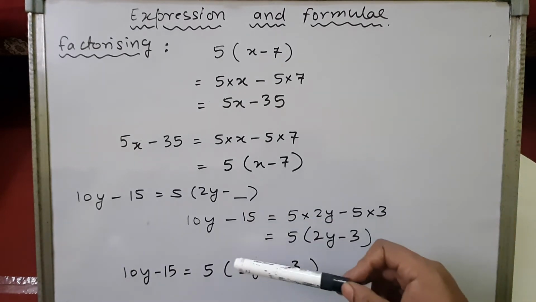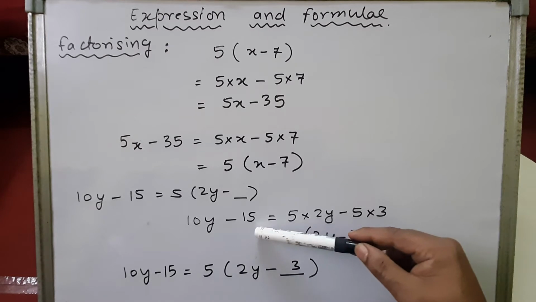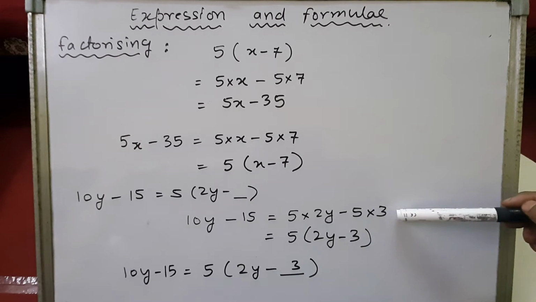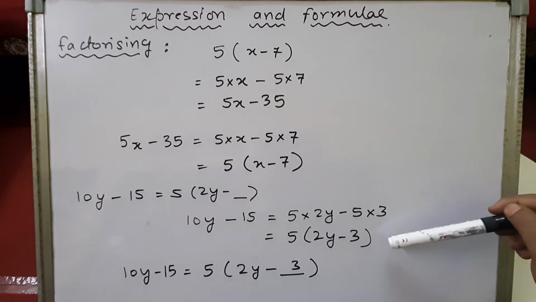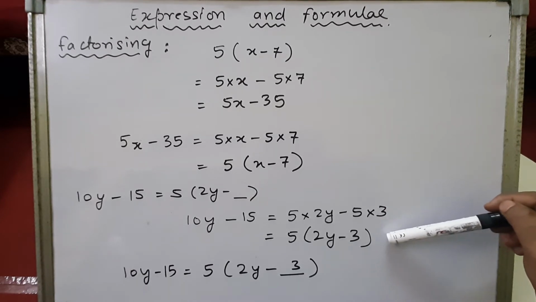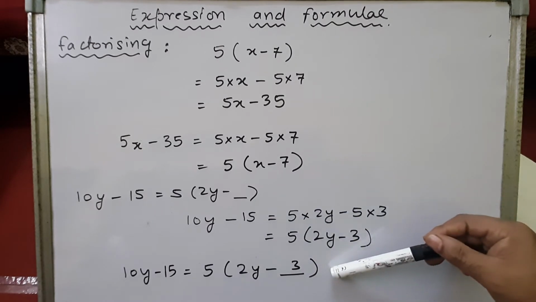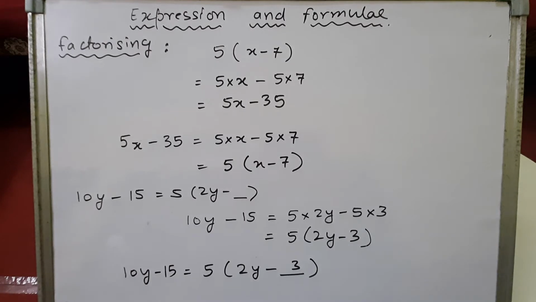Let's factorize this expression first. 10y minus 15. What is the HCF of 10 and 15? It will be 5. So 10y can be written as 5 into 2y and 15 can be written as 5 into 3. You can see that 5 is common in both the terms, so we can take 5 common. This term will be simplified as 5 into bracket 2y minus 3. Now you can see that in place of the blank we are getting 3. So the answer for the blank will be 3. So 10y minus 15 equals 5 bracket 2y minus 3. Note down this much first.